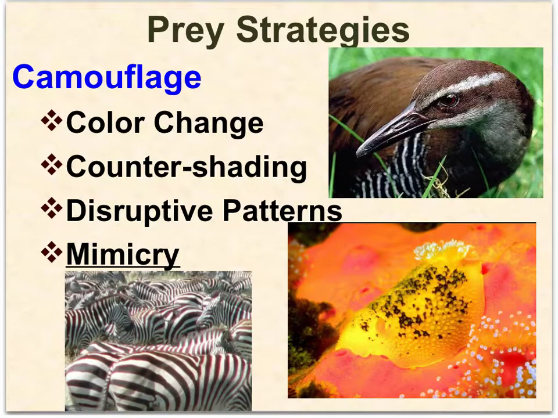And as usual, camouflage is also really important for prey. Some are able to change color, others use counter shading, especially in the ocean environment. Some have disruptive or scary patterns, and then of course there's the mimicry piece.